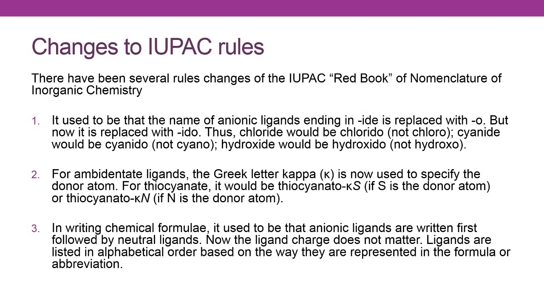The third change concerns the sequencing of ligands in writing a chemical formula for the complex. In the old system, you have to list the ligands alphabetically, but you also have to cluster the anionic ligands and write them first, followed by the neutral ligands. In the new system, you just list the ligands in alphabetical order regardless of charge. So these are the three major changes in the naming of complexes, and if you're familiar with the nomenclature of inorganic complexes already, you just have to keep these changes in mind when you do so in the future.